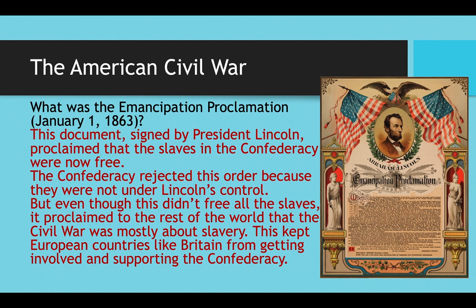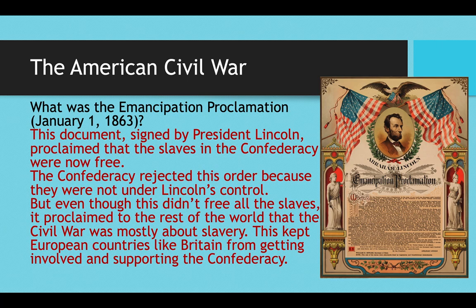So the document signed by President Lincoln proclaimed that the slaves in the Confederacy were now free. Groundbreaking work of legislation here, an executive order, really. However, the Confederacy rejected this order because they said, hey, Lincoln's not my president. We're not under his control. We're under the control of Jefferson Davis, they said.